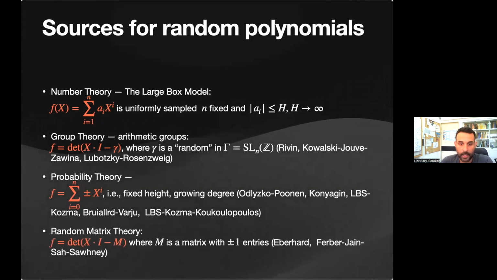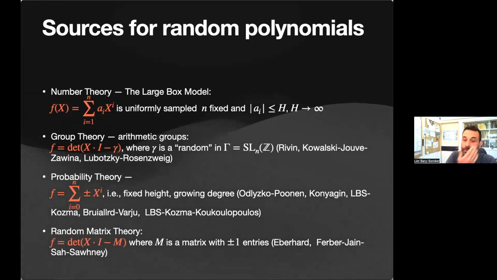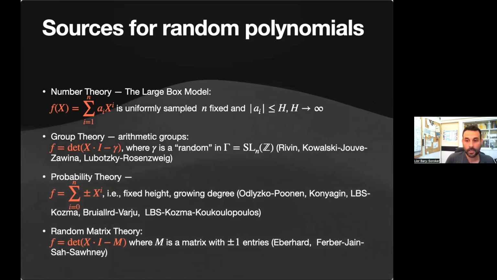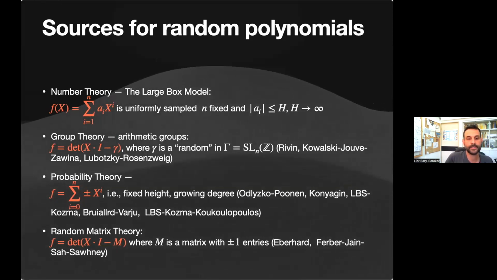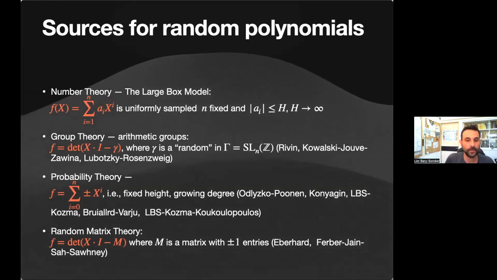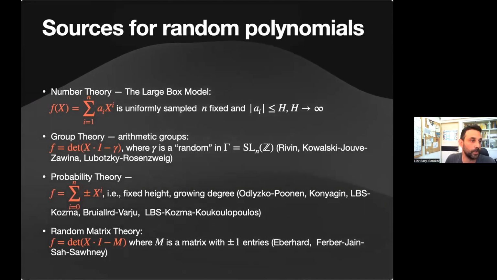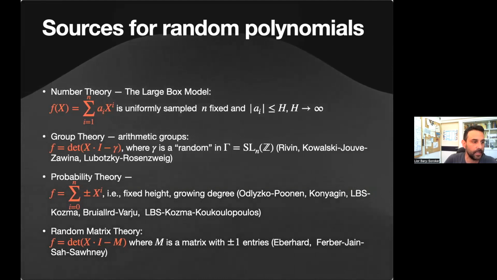There was some progress by some people recently, but maybe I'll discuss it at the end if time permits. And another way that people choose a random polynomial, which is in some sense perpendicular to the group theory setting, is that now we choose a random matrix, but not using the group theory; we just take a random matrix with plus minus 1 coefficients. And then we let the dimension go to infinity. So Eberhard took random matrices with plus minus entries, and Ferber, Jain and Sah took symmetric matrices, and they tried to understand the Galois theory of the characteristic polynomial. So there are many models. I just sampled some of them, and in this talk I want to focus on the first model and tell you what is known and what is not known, and what challenges we have.